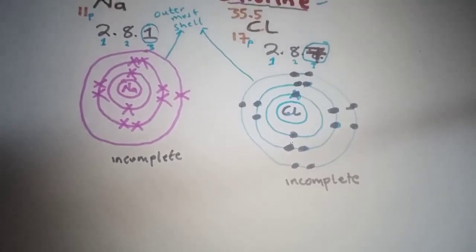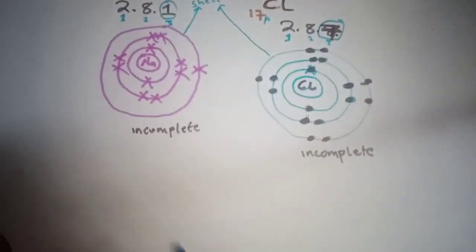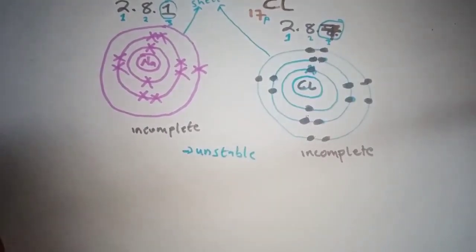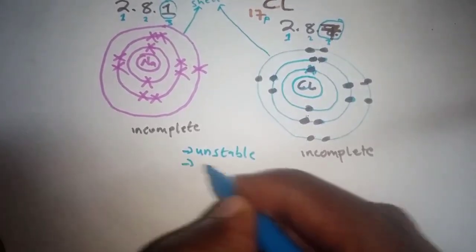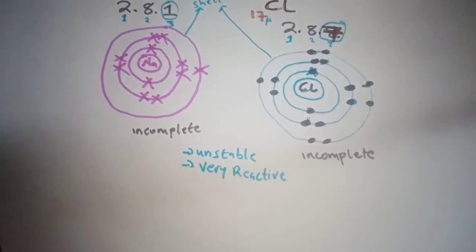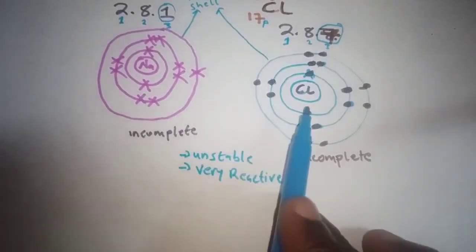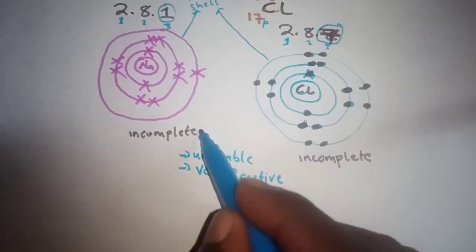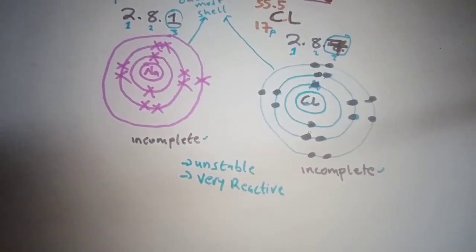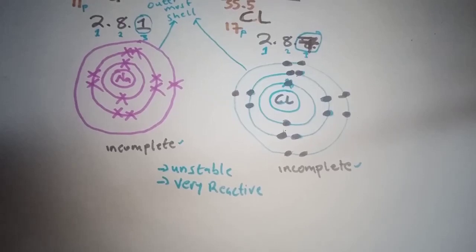Now if the outermost shell has an incomplete number of electrons, this makes it unstable. And if it is unstable, it becomes very, very reactive. So these two atoms are very reactive, as you are seeing them here, because they've got an incomplete number of electrons in the outermost shell. Because of this, atoms try by all means to achieve stability.